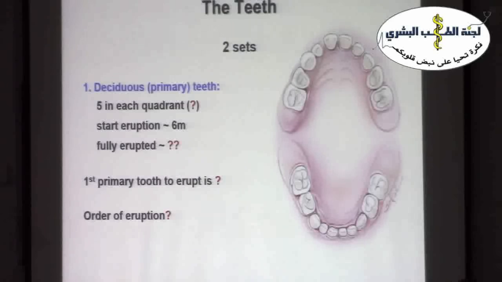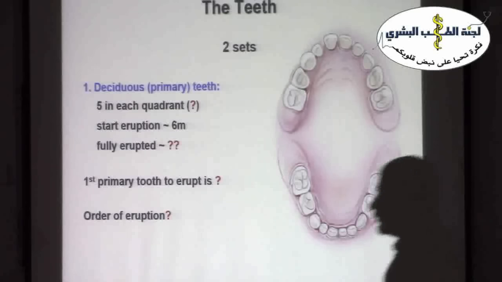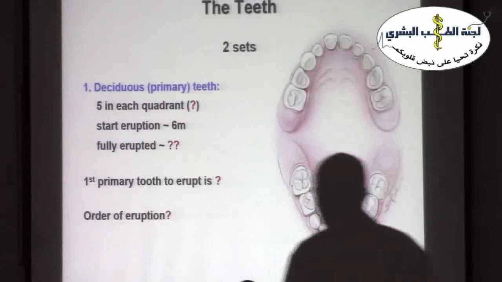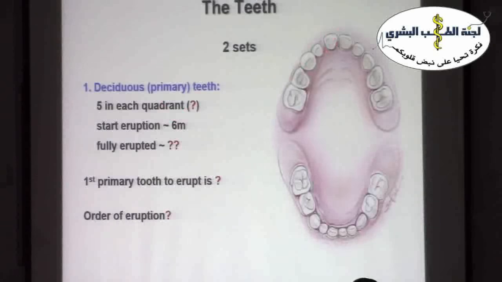We have the primary, or the deciduous, and we have the permanent dentition, okay? The deciduous teeth are five in each quadrant: central incisor, lateral incisor, canine, first molar, second molar. Five in each quadrant, the total is 20. We have 20 deciduous.